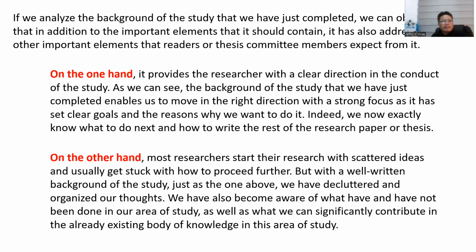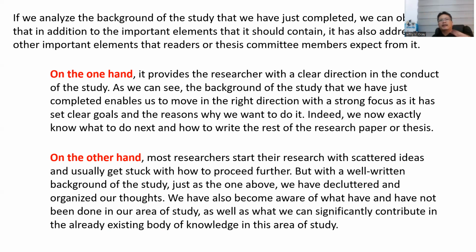But with a well-written background of the study, just as the one that I just shared with you, we have decluttered and organized our thoughts. So if you go back to the discussion, if you read the entire paper, we notice that the writing of the background of the study is very logical. The flow of argument is logical. It does not appear to be just a conglomeration of random thoughts. And as you can observe, the writing of the background of the study is based on a particular plan. There is a plan on how to do it.